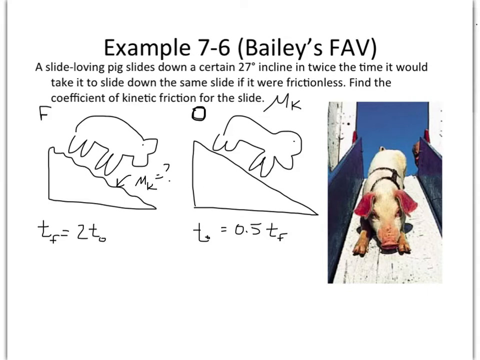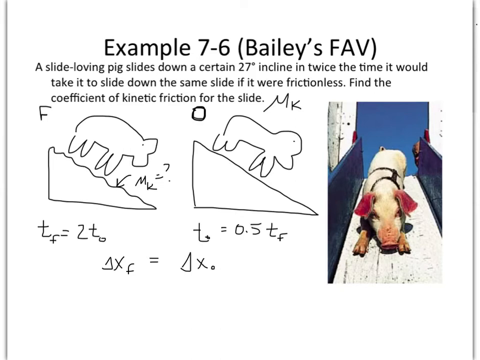Now there are a couple other givens we can assume here. All right, assuming that it's the same slide, we can assume that the displacement down the ramp with friction equals, and I'm going to write this towards the middle, sorry. The displacement down the ramp is going to be the same in both scenarios, all right? Displacement with friction equals displacement without friction, right? Is that fair to assume?